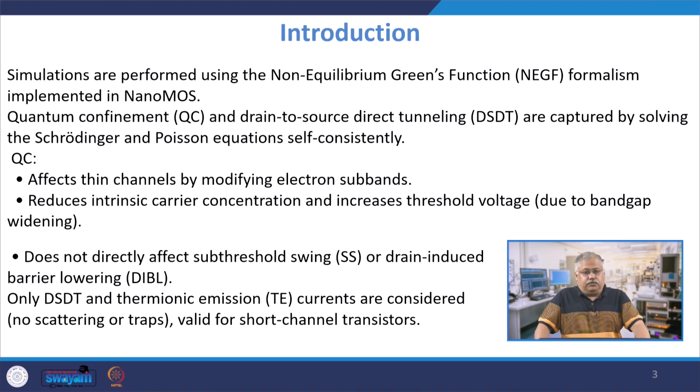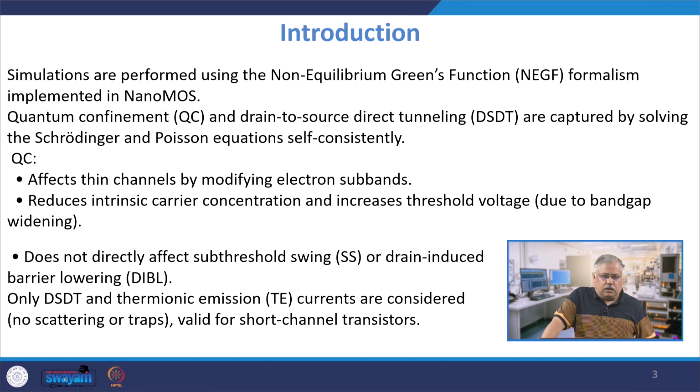Now, therefore, when quantum confinement comes into picture, we need to solve the Schrodinger and the Poisson equation in a self-consistent manner, right. Typically there are multiple ways of modeling a nanosheet FET or a double gate MOSFET for obtaining the current. One of them is basically the non-equilibrium Green's function formalism, which is referred to as NEGF, right. And the paper which I am referring to is implemented on NanoMOS. NanoMOS is a tool in which they use the non-equilibrium Green's function formalism.